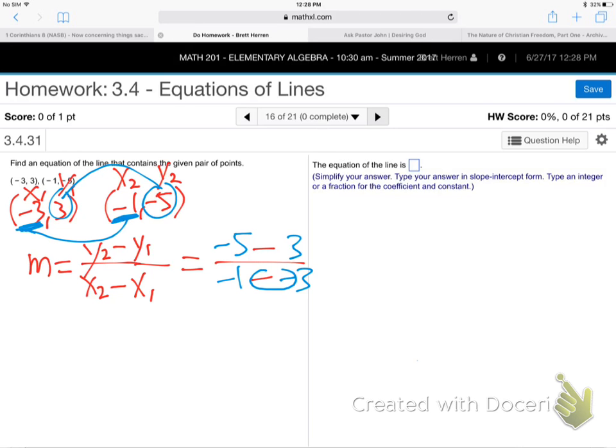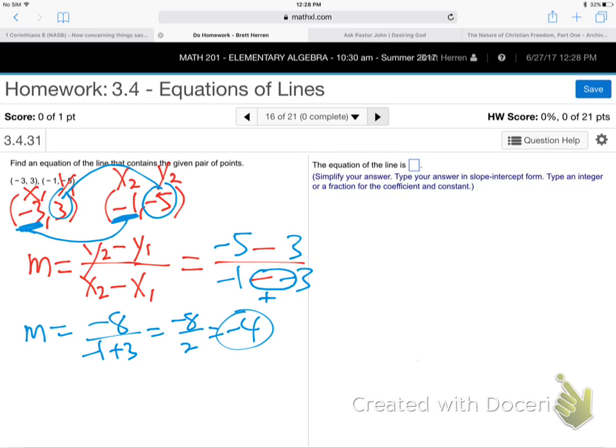So there's two negatives right there. Positive. Right? So then what do we get? Minus 5 minus 3 is minus 8 on the top. Minus 1 plus 3, that's 2. Slope is minus 4. So we got our slope.